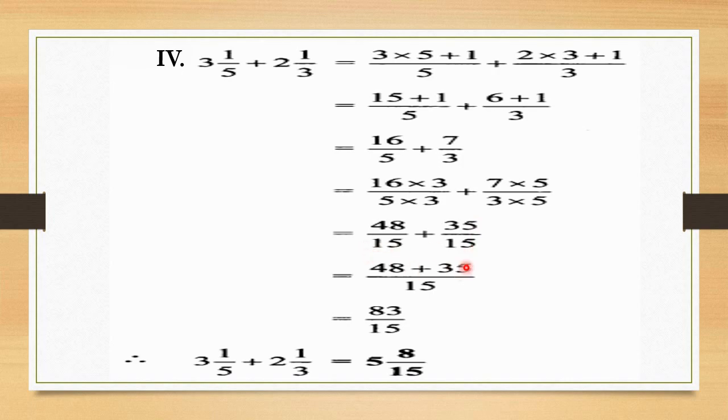So now the denominator is same. We can simply add numerator over a common denominator. So 48 plus 35 upon 15, that is 83 by 15. So in mixed fraction we can write like this also, 5 8 by 15. So 3 and 1 by 5 plus 2 and 1 by 3 is equal to 5 and 8 by 15.